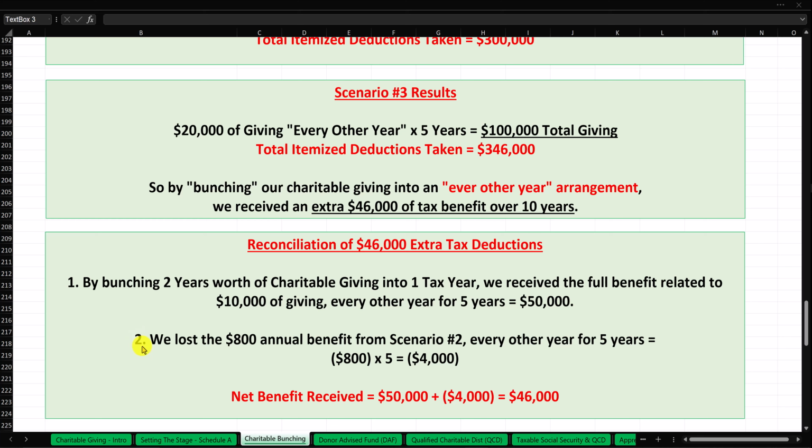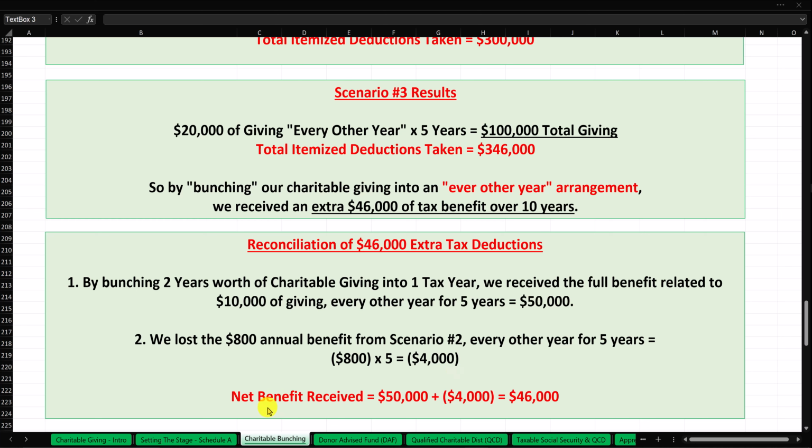And then number 2, on the flip side, we lost the $800 in annual benefit that we were getting in scenario 2, and we lost that every other year for 5 years. Remember, because we were taking $29,200 of standard deduction now every other year instead of the $30,000 in itemized from scenario 2, which is where that $800 annual benefit came from. It was the fact that $30,000 was larger than $29,200 by $800. So $800 times 5 years is $4,000 that we lost.